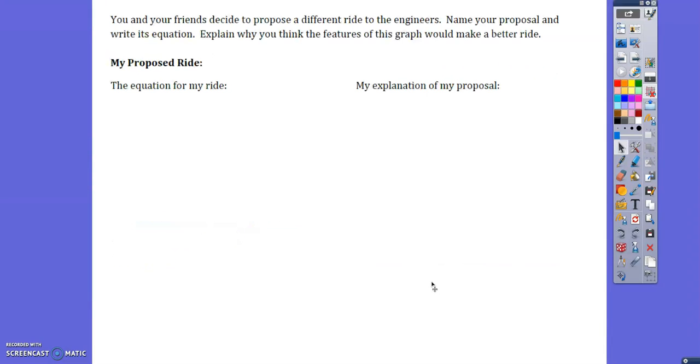But then the last thing it asks us to do is make up our own equation and propose a different ride to the engineers so that they can figure out something else and maybe why it would make a better ride than one of the other ones.